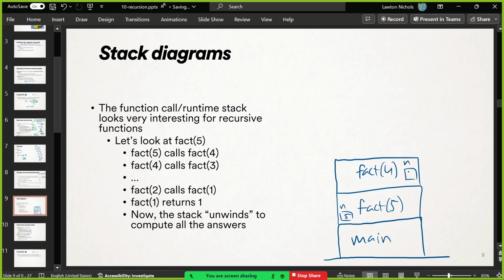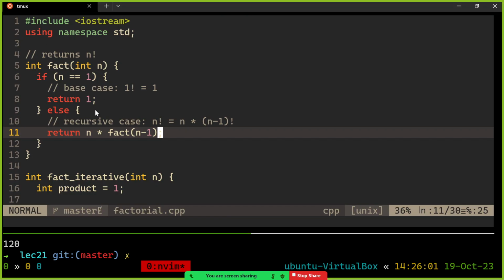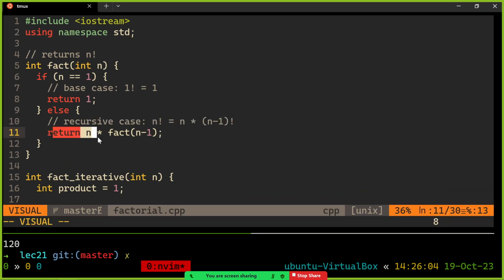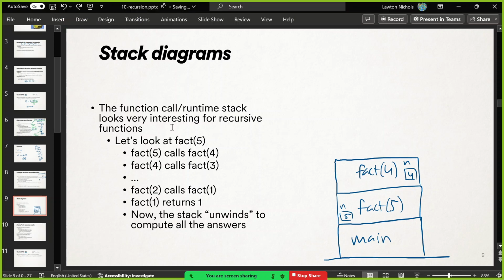So fact of 4 has its own n variable. It's set to 4. So I have two calls to fact running right now at the same time with different parameters. They have their own local memory for n, and they're different n's right now. Okay, that's key. And then I think you can imagine what's going to happen there. It's going to return its 4 times the result of factorial of 3, which it doesn't have yet, so it has to go off and ask for it. What's factorial of 3? I'll call myself.